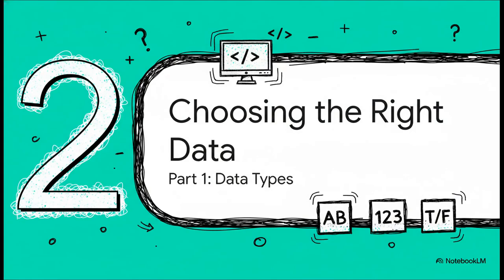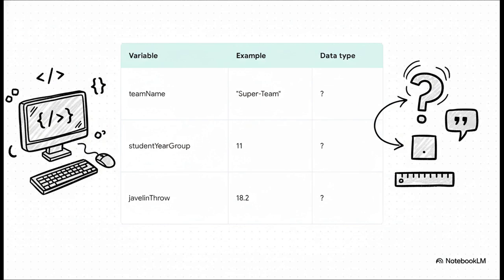Okay, so let's get into it. First things first, we've got part one of the question. We need to pick the perfect data type for 3 different bits of information the program's got to handle. So here's the table, pulled right from the exam paper. You can see we've got 3 variables, an example of what they might look like, and then that empty column we have to fill in with the right data type.